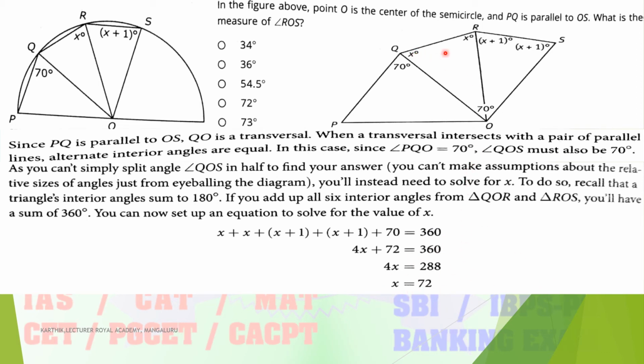So here this is 72, this is 72, this is 73 and 73. So x is equal to 72, right? So this is 72 and this is also 72, and this one is 73 and this is also 73. Why? Because x plus 1 and x plus 1.